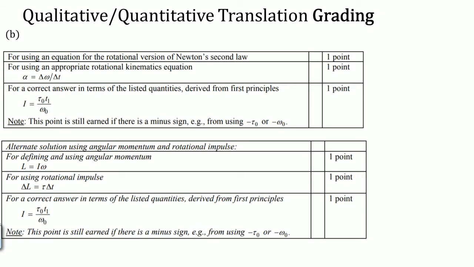Let's take a look at how it's answered here. First, for using an equation for the rotational version of Newton's second law. Newton's second law is F equals ma, so they're probably asking to use torque is equal to rotational inertia times alpha. They're probably asking for that version. Okay, for an appropriate rotational kinematics equation, this is to solve for the angular acceleration. They have to use this substitution somewhere here. Then in the end, that's the correct answer.